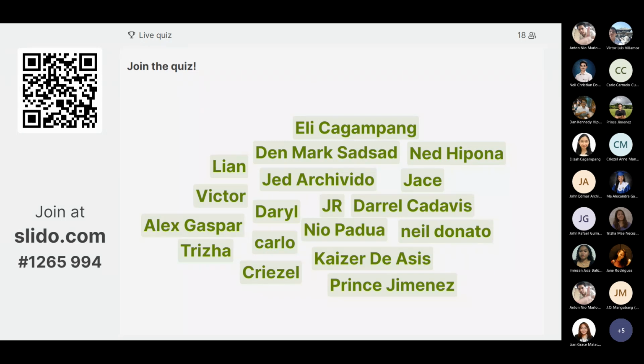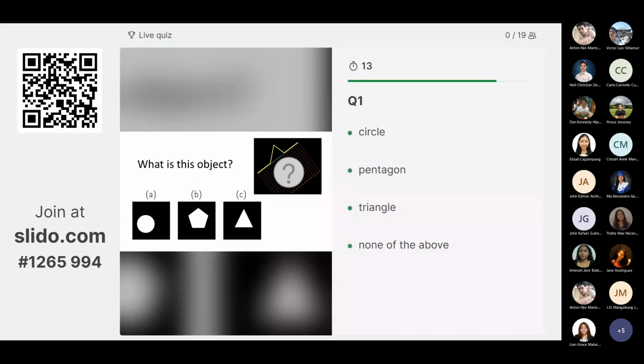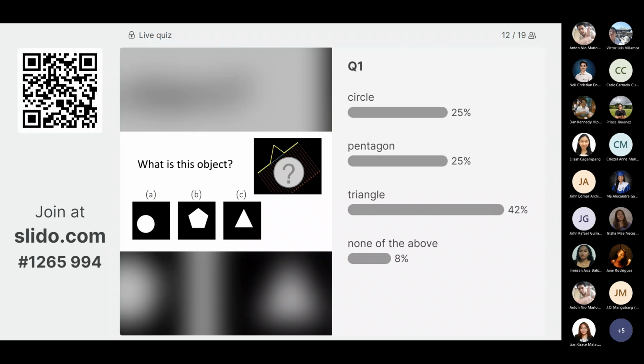Okay na? Ready na? Game na? Okay. So, nakita nyo na yung first question. So, anong object kaya yung in-scan? 15 seconds? Circle ba yan? Pentagon ba yan? Triangle? Or none of the above? Okay. Tingnan natin. 42% nagsabing triangle. Let's see. Oh, may mga nag-pentagon and circles. Let's see. The answer is a triangle.